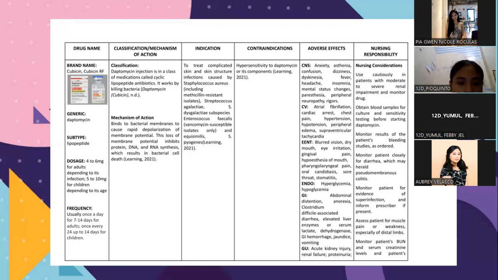Assess the patient for muscle pain or weakness, especially of the distal limbs. Monitor patient BUN and serum creatinine levels in patients. Next slide.